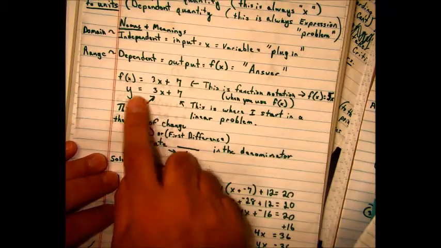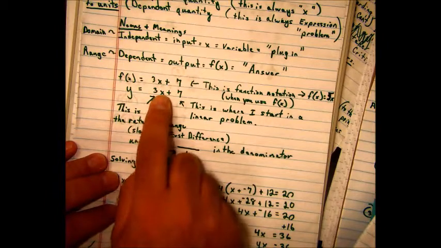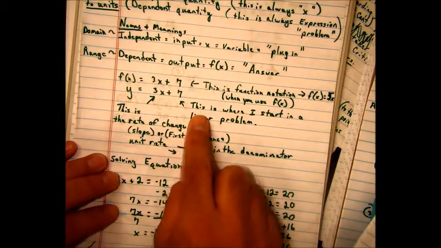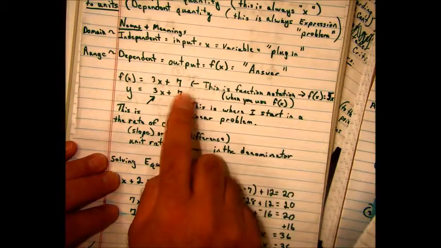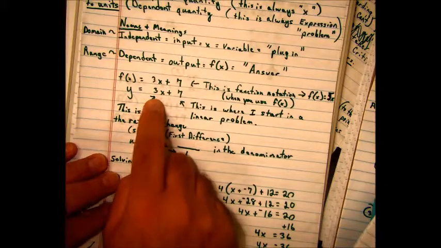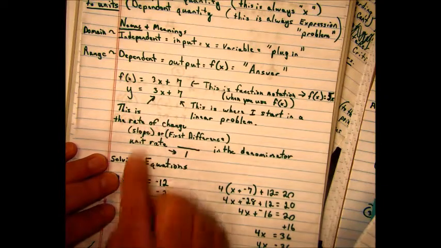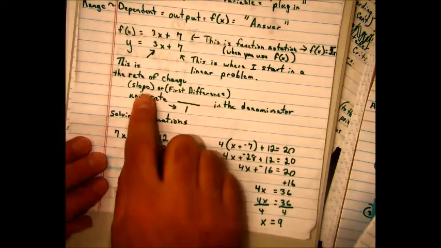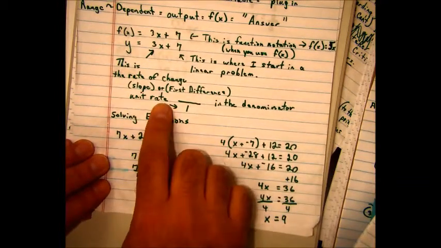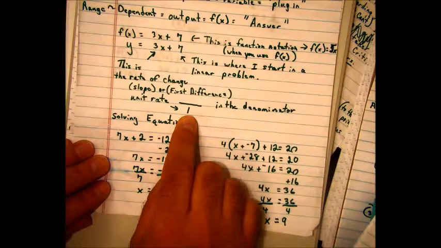So when we look at a problem, you have f of x equals 3x plus 7. This is in function notation. That means whenever you plug a number in for x, you plug it in for x. The second part of the problem is where I start. So this tells me where I'm starting at, 7. And this is the rate of change, which is the number in front of x.